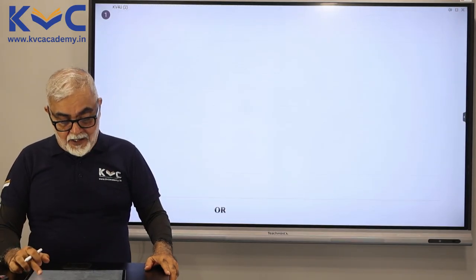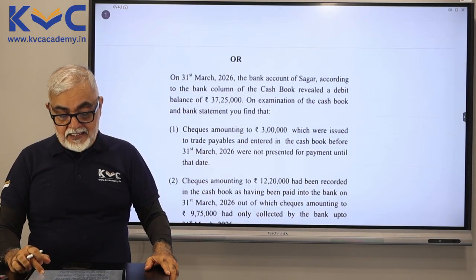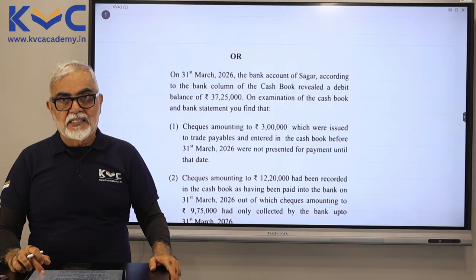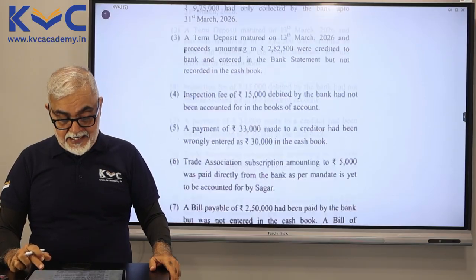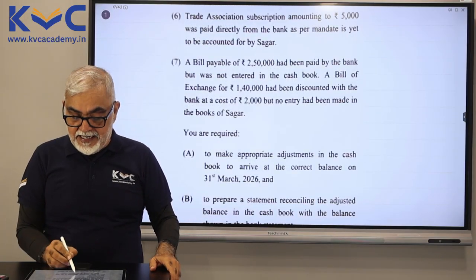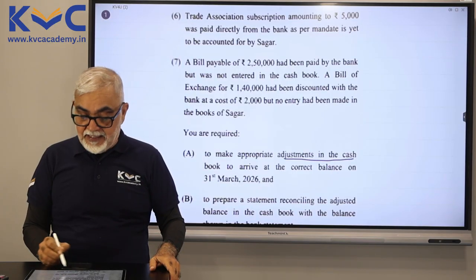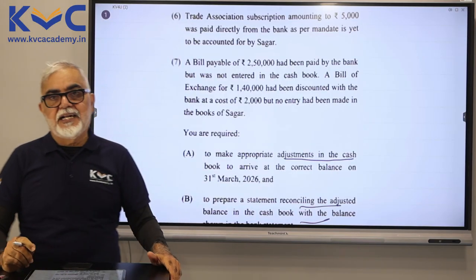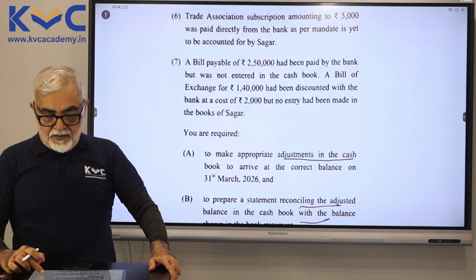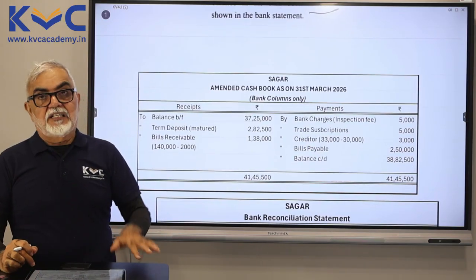And the option for here was a BRS, and I would have gone for BRS. But the BRS required an amended cash book and then a statement of reconciliation. So, first I prepared the amended cash book.